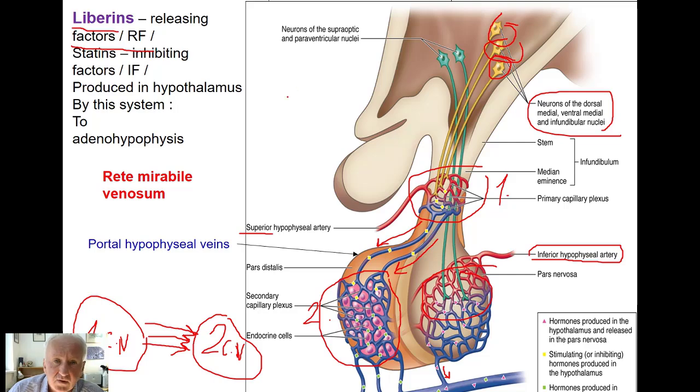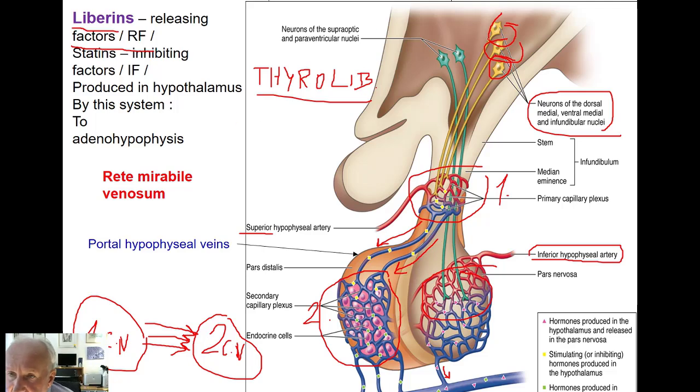liberine, which is called thyroliberine, a very short polypeptide of only 3 amino acids. They are pushing this thyroliberine out into the axons, and by the axons it comes to the capillaries and is released into the blood in the infundibulum, and by the portal veins it comes quickly to the adenohypophysis.